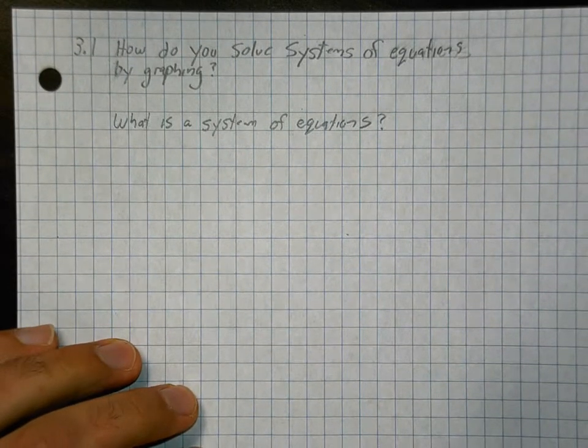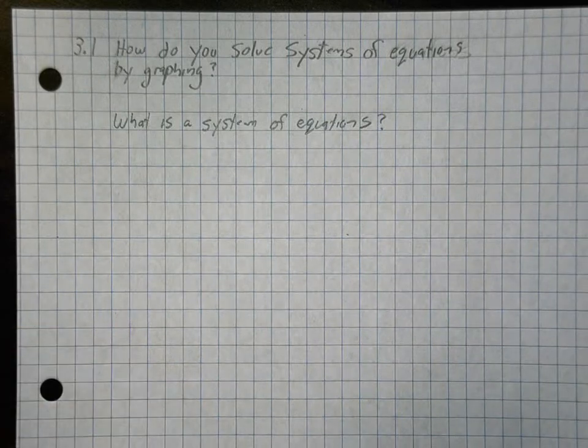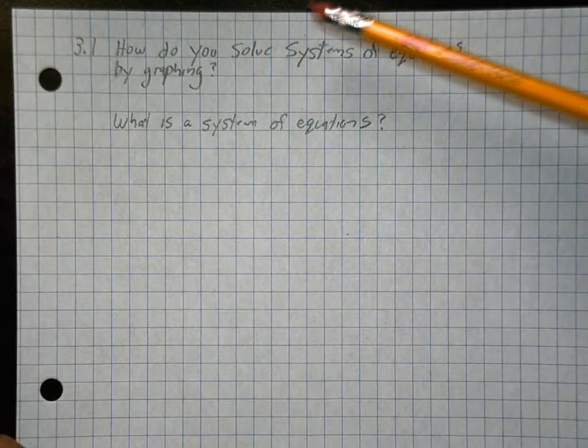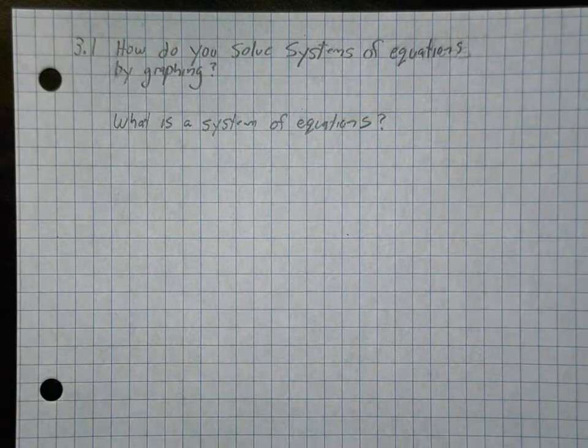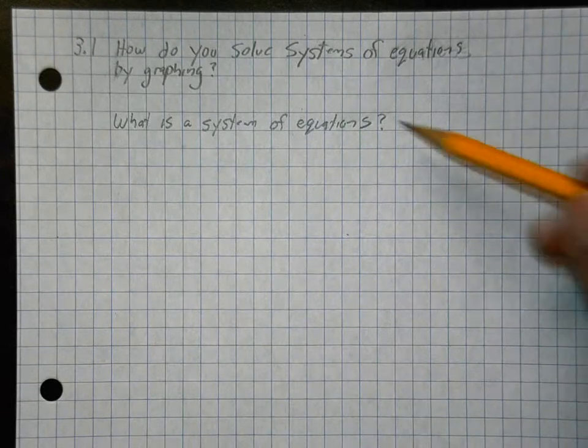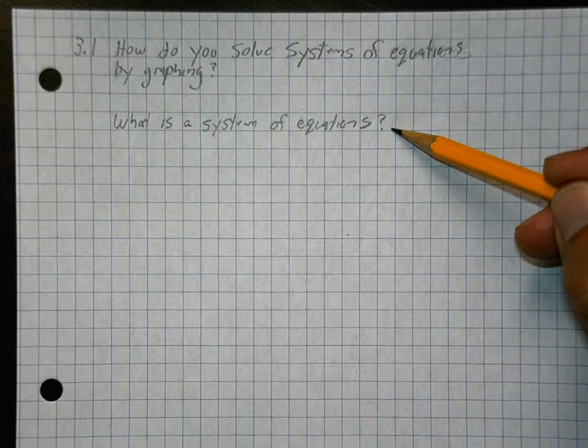Okay, today we're looking at section 3.1 and we're solving the question of how do you solve systems of equations by graphing. So before we get into solving systems of equations, we need to know what a system of equations is. In this section, a system of equations is two equations with two unknowns. And in this section, we're going to focus on linear equations.